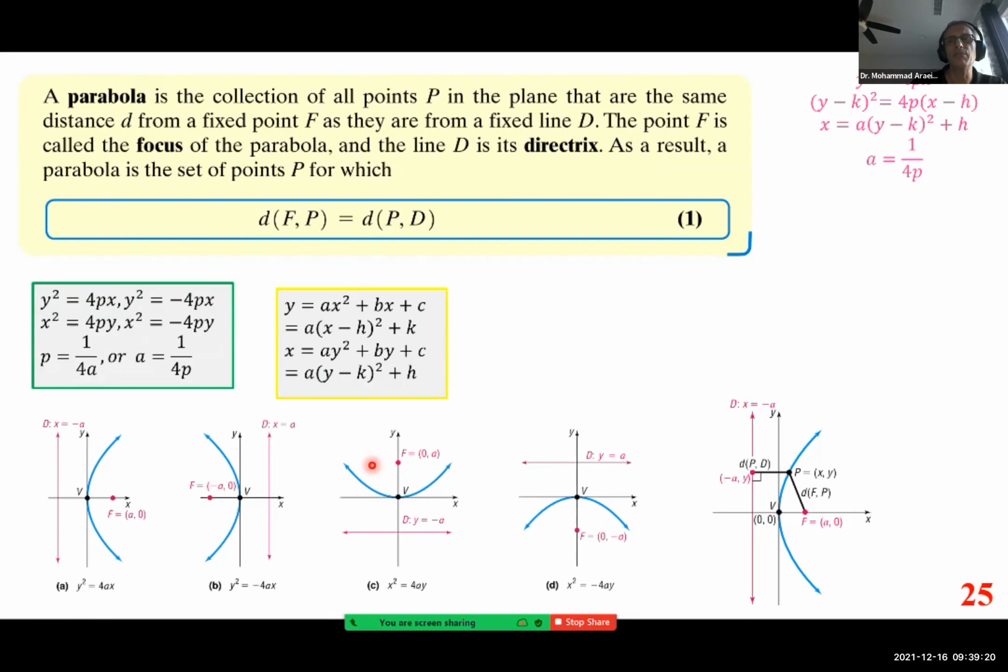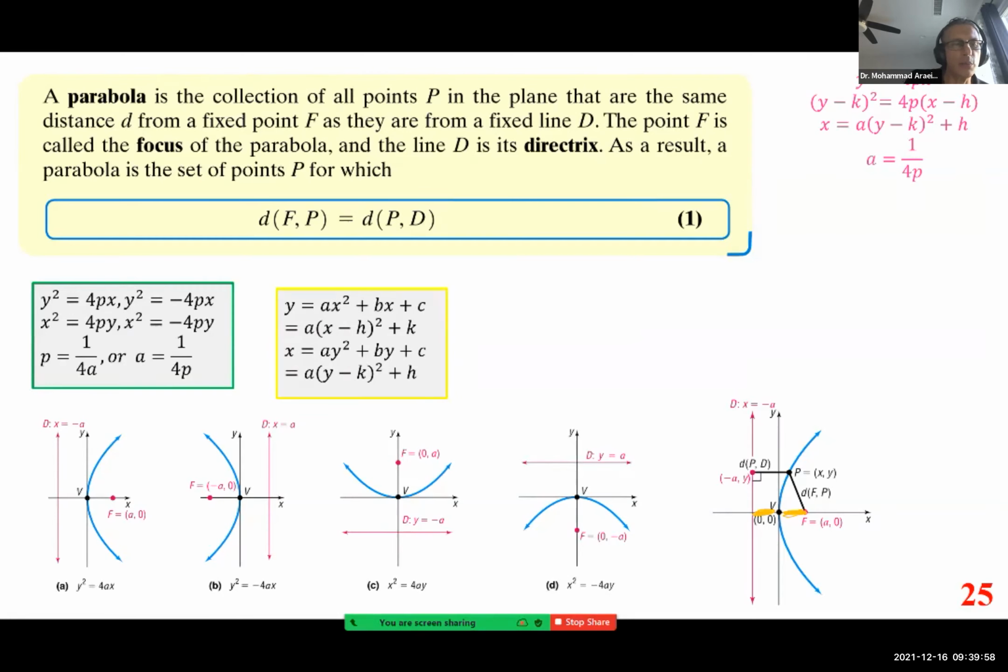Now they make these changes. I want you to see basically what the relationship is between these two and the one we have here. The only thing that you really need to know is the relationship between A and P. This distance that we call P, some texts call it A, some texts even call it F. It's the focal distance. So P represents this distance.